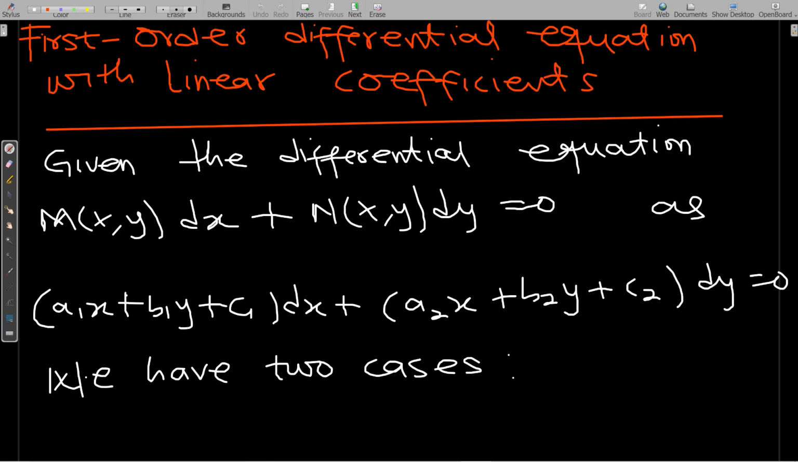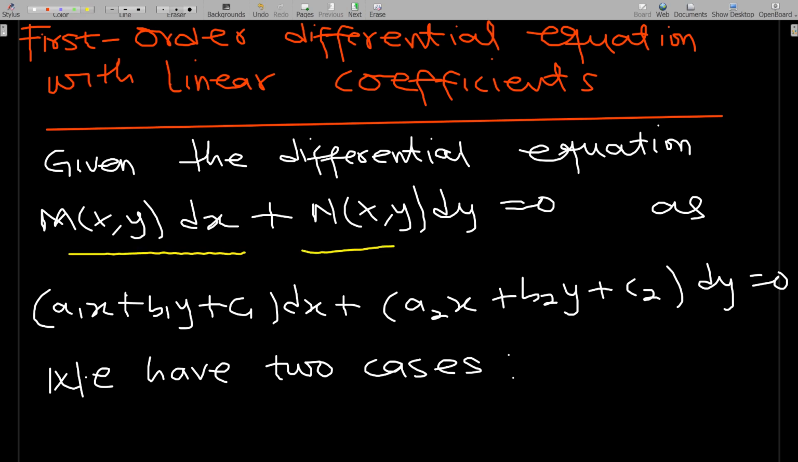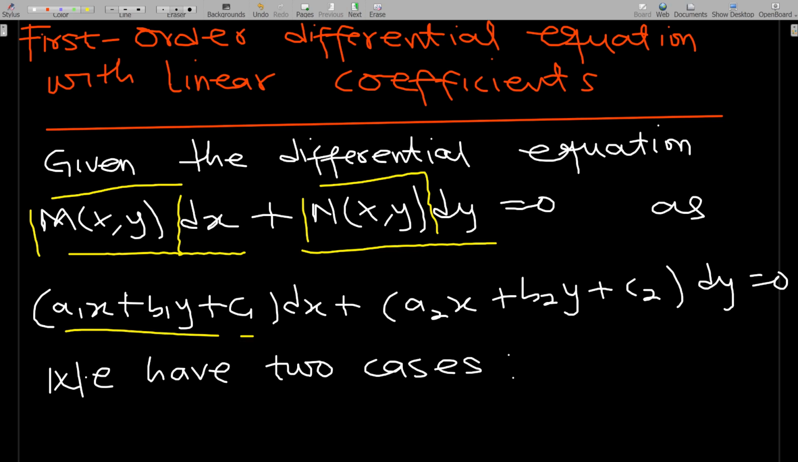Okay, so in this particular lesson we'll just go through how to solve a first order differential equation with linear coefficients. Okay, so you should always remember that when I talk about coefficient, then I mean that a first order differential equation written in the differential form, like this. And then if these coefficients M of xy and N of xy are linear, then we can say that they look like this: (a1x + b1y + c1) dx, then (a2x + b2y + c2) dy.